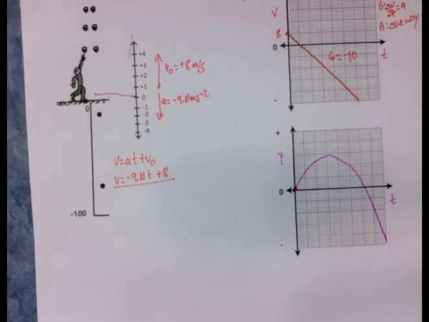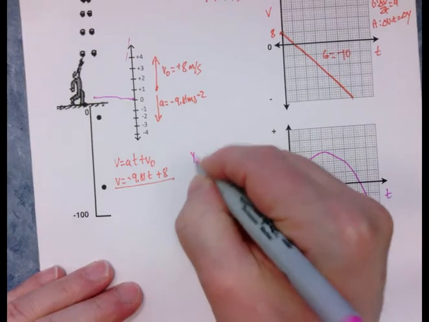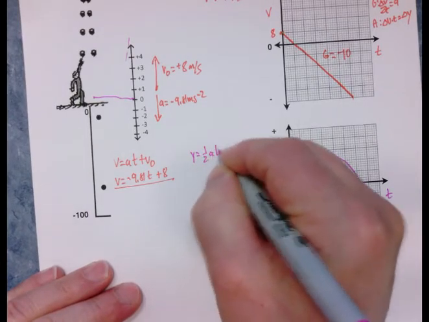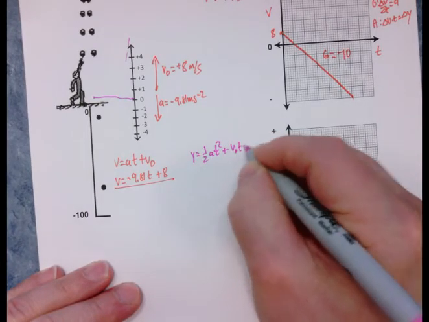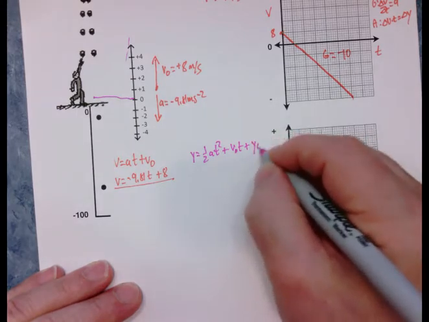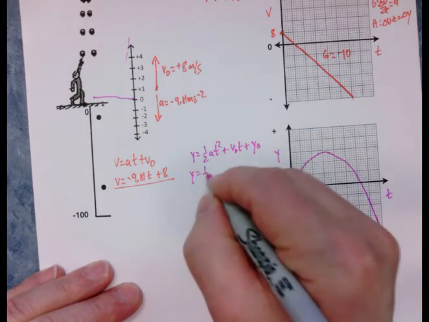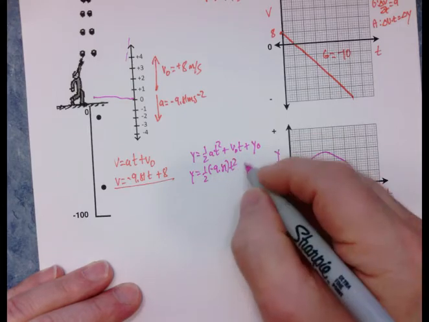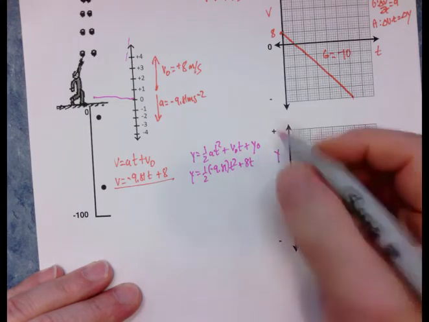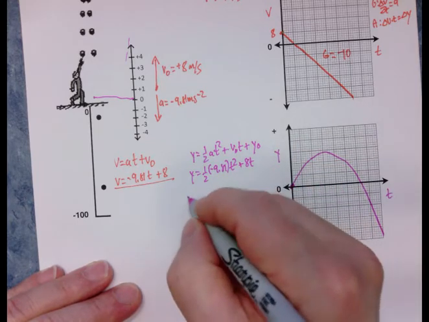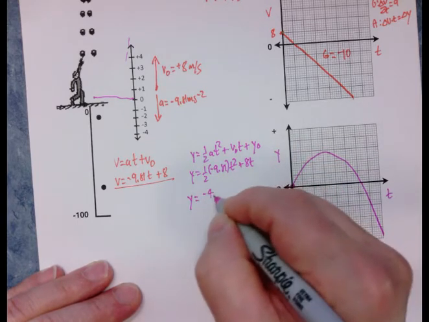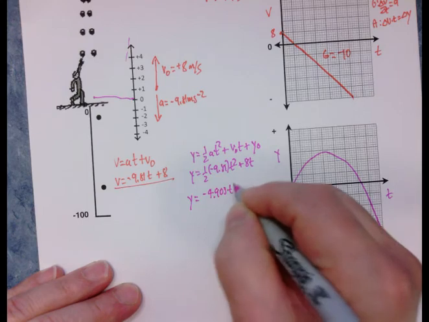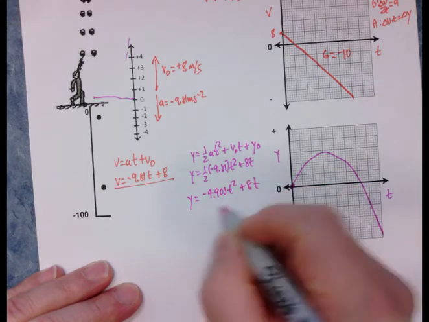Now in this particular case, for position, we have y equals 1/2 at squared plus v0t plus y0. And the acceleration is negative 9.81. The v0 is plus 8, and the initial position we've set at 0. So we have a model of y equals negative 4.905 t squared plus 8t.